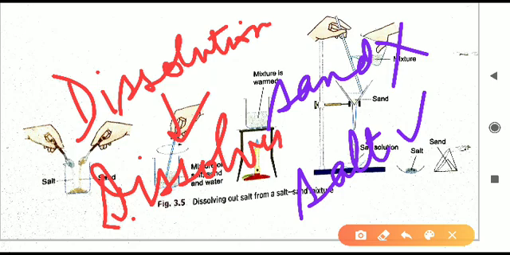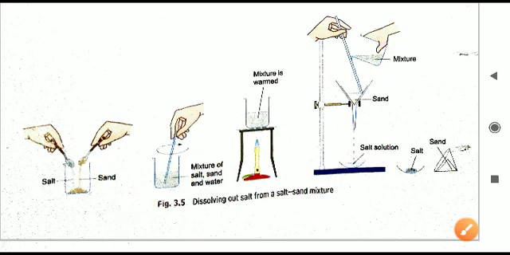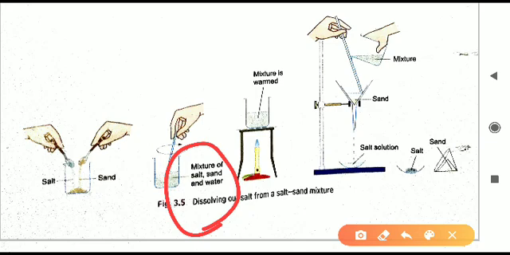So what have we dissolved till now? We have dissolved salt in water. Sand has not dissolved. One of the substances in the mixture will dissolve, another one will not dissolve. After this, what will we get? We will get a mixture of sand, salt and water. You can see in the diagram labeling they have written.